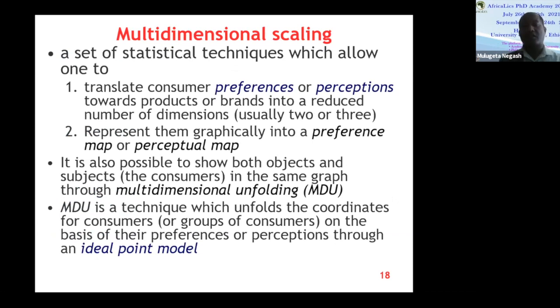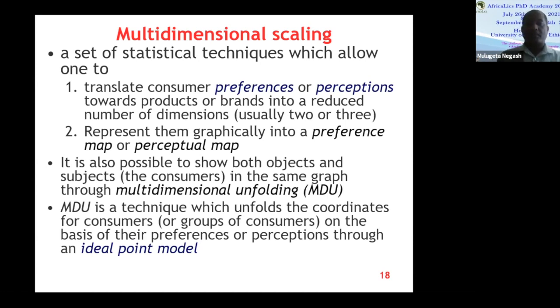For example, for segmenting customers into three or five, we will be using cluster analysis. And if we have 20 characteristics or attributes of a product, we might summarize them into five by using factor analysis. So multidimensional scaling is not one technique, but a group of statistical techniques which allow one to translate consumer preference or perception towards products or brands into a reduced number of dimensions, usually two or three. If the dimensions are two, it is crystal clear. Even if it is three, it might not be much more difficult, but when it is more than three, it is very difficult to visualize and to show the difference.